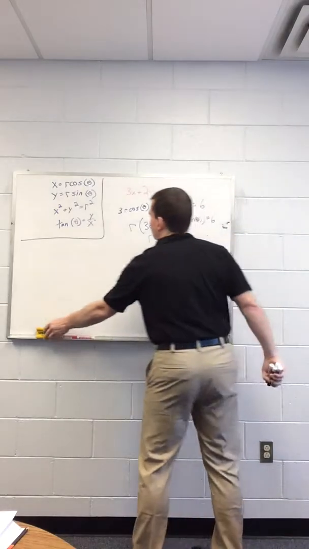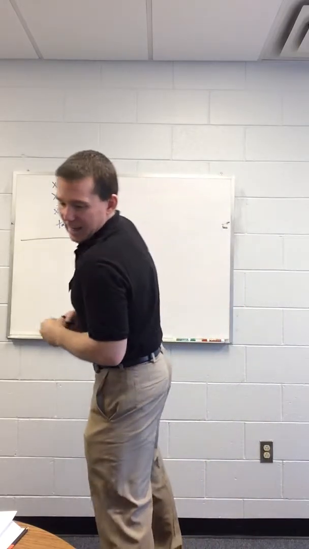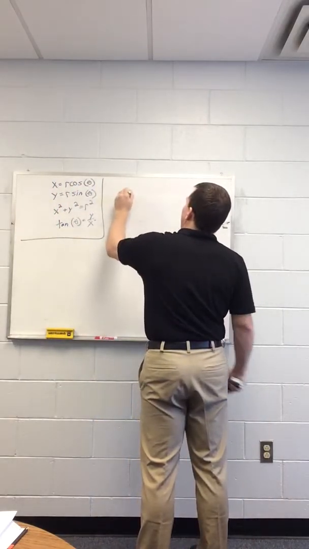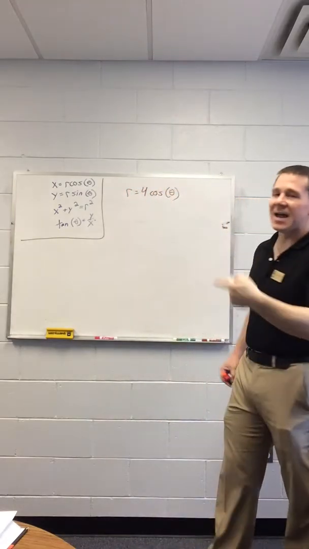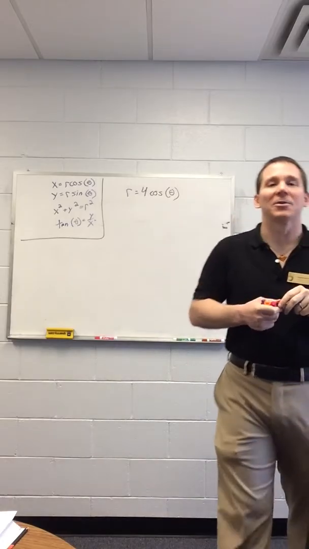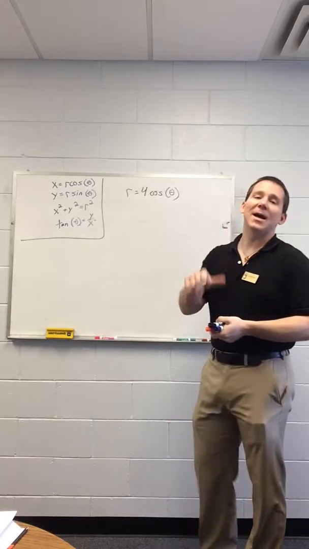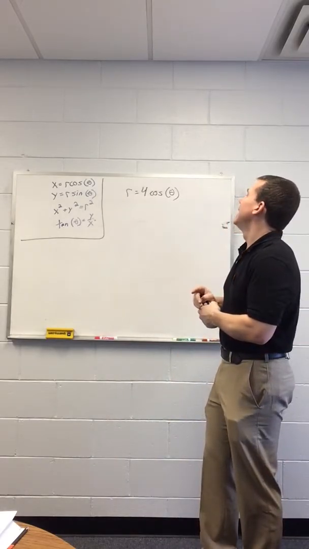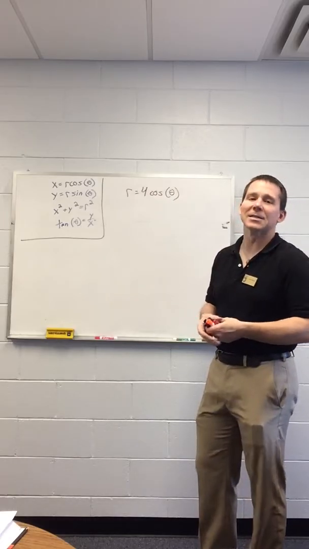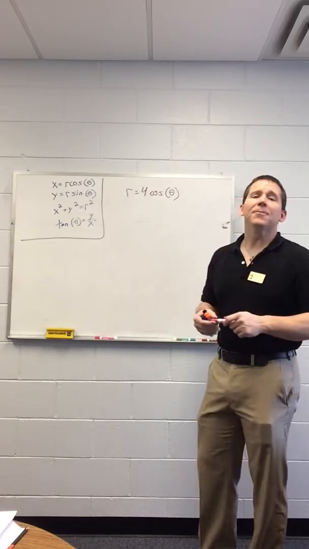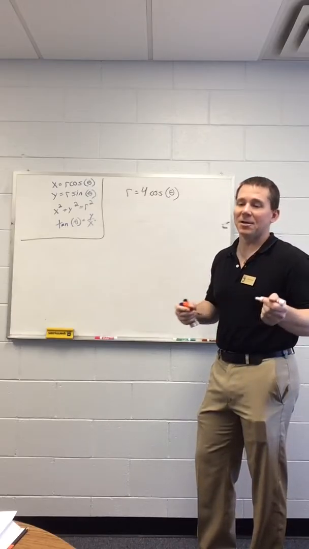So one more. Suppose we have r equals 4 cosine theta. That's a polar equation. I want to write it as a rectangular equation. And essentially the principle is the same. Before we had x's and y's, we had to replace with r's and thetas. Now we have r's and thetas, we have to replace with x's and y's. There are different ways to do this. Ultimately, as long as you do it correctly, they'll result in the same answer.